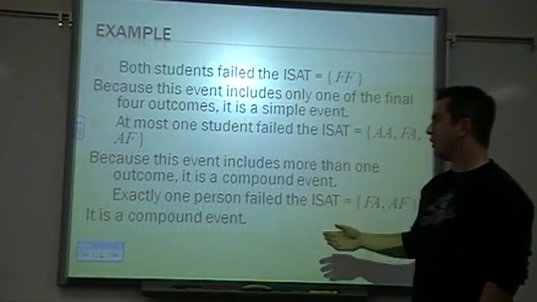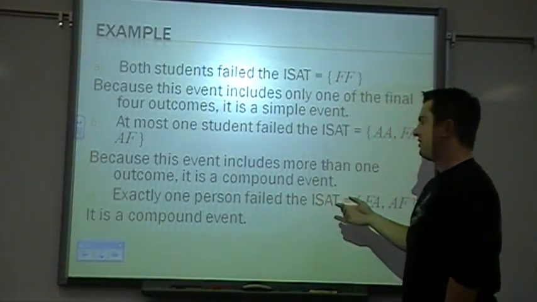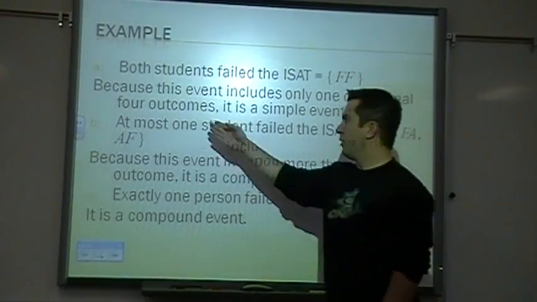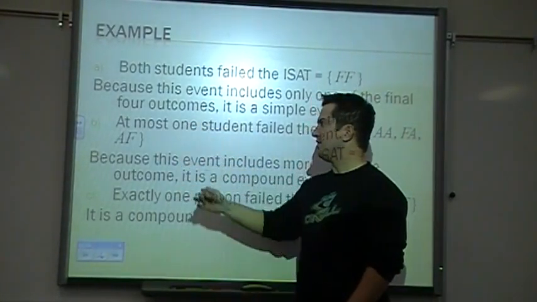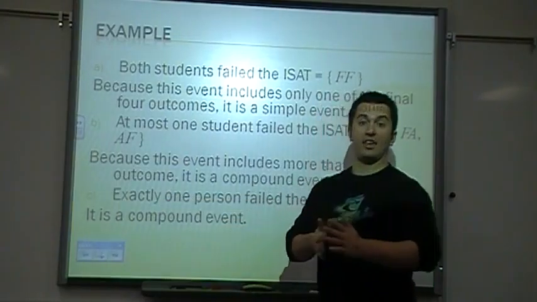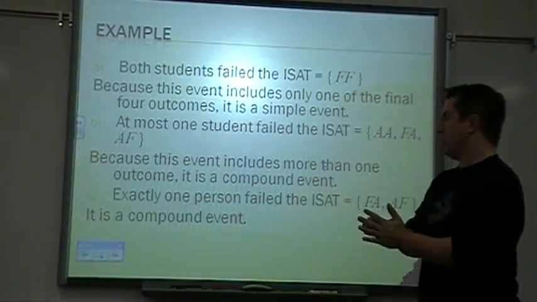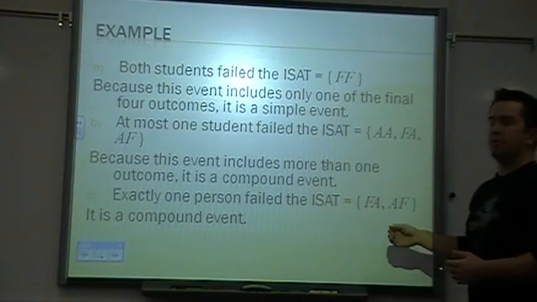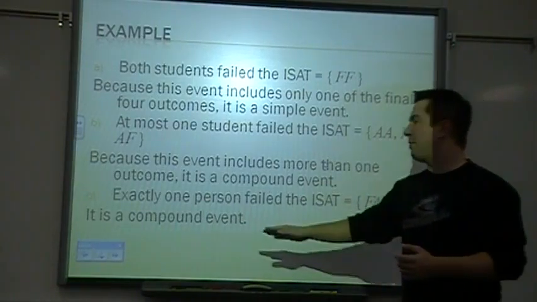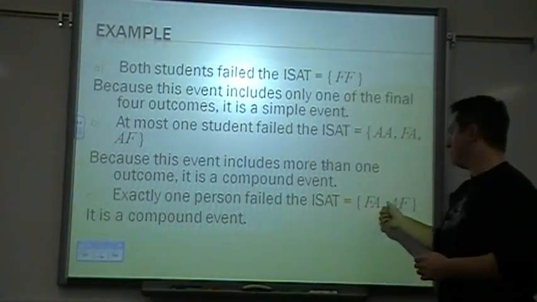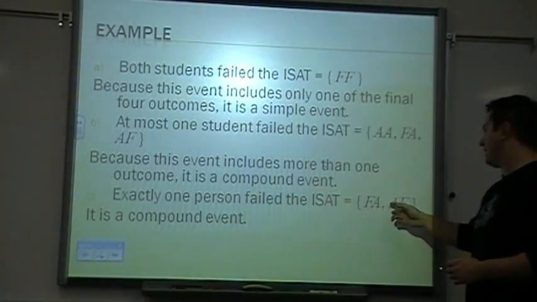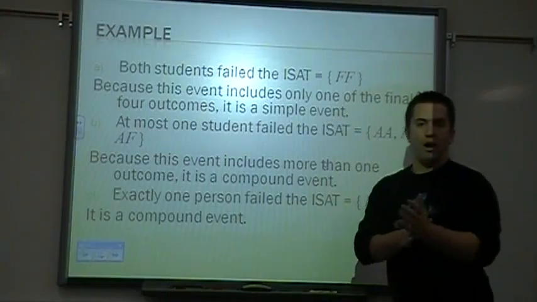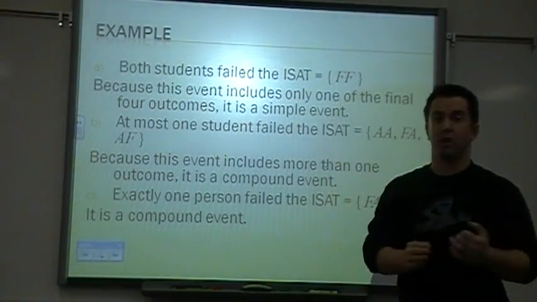If we look at the last one, exactly one person failed the ISAT. So the difference between this one, B and C, is the at most versus exactly. Exactly is equal. So only one person failed it. So either the first person failed it or the second person failed it. But realize this is still a compound event because we got two possible outcomes over here, FA and AF. Okay, I hope that helps you see the difference between simple and compound.